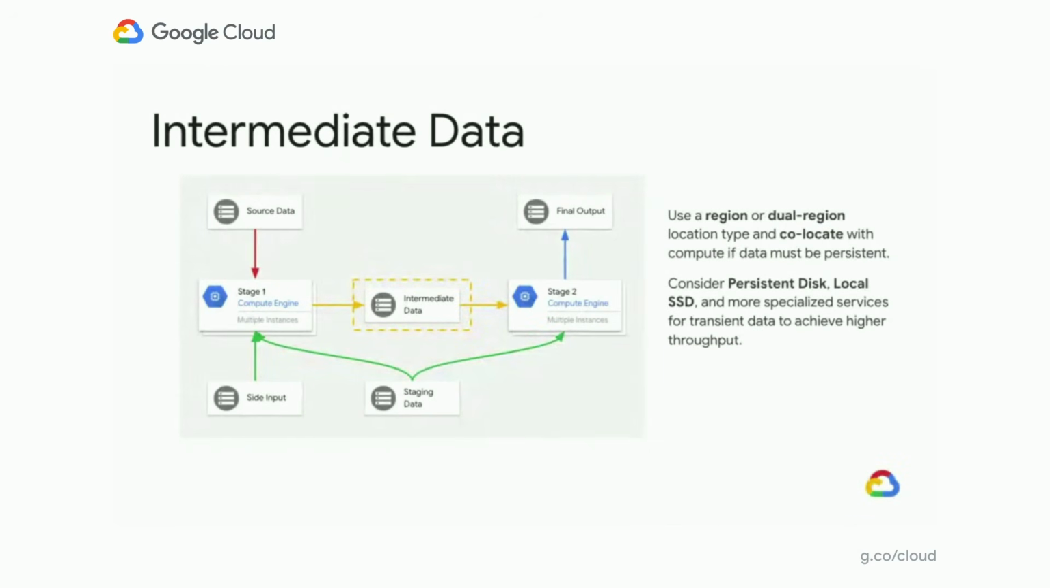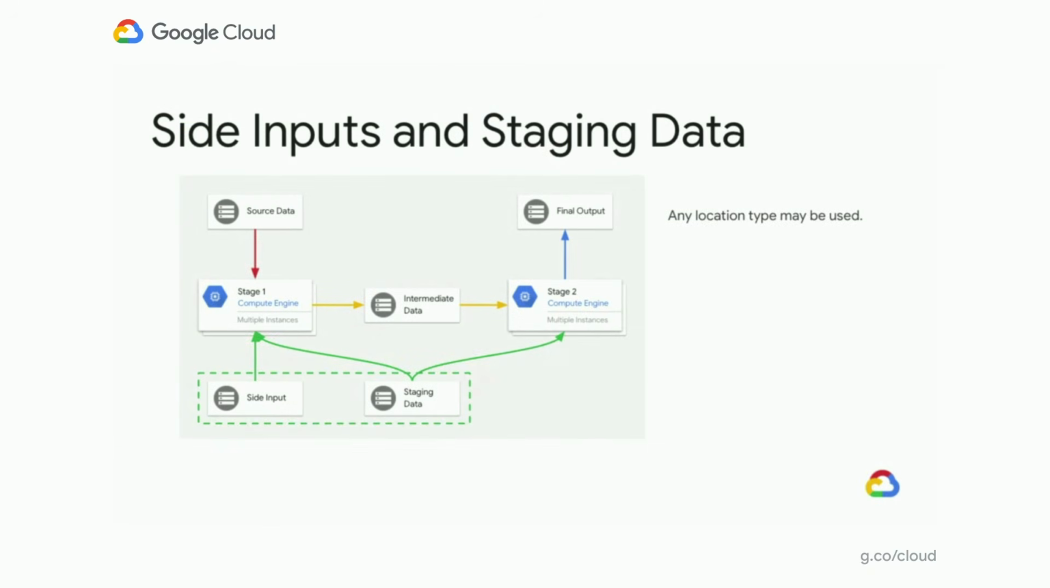Consider using local SSD or persistent disk, for example. The third type of data is side inputs and staging data. This data is typically read only once per worker. So, choice of location type doesn't really matter much here because cloud storage does a lot of caching. So, even if the first read is remote and slow, the successive reads will be fast.